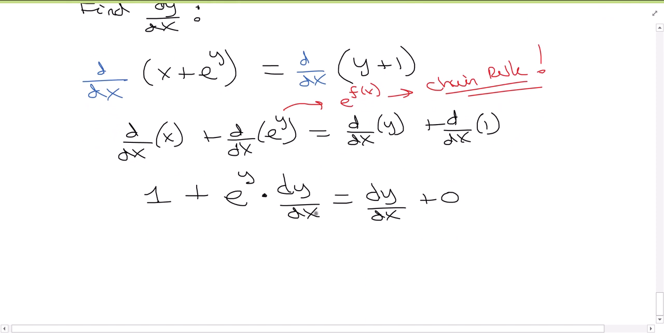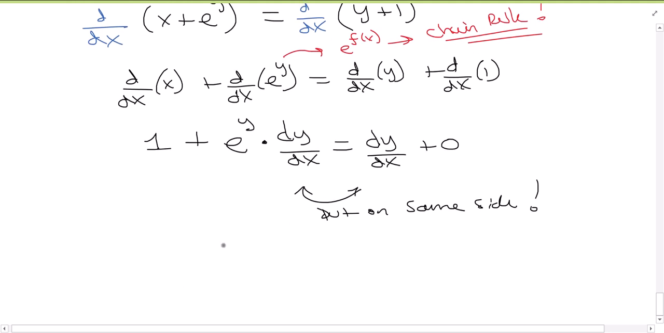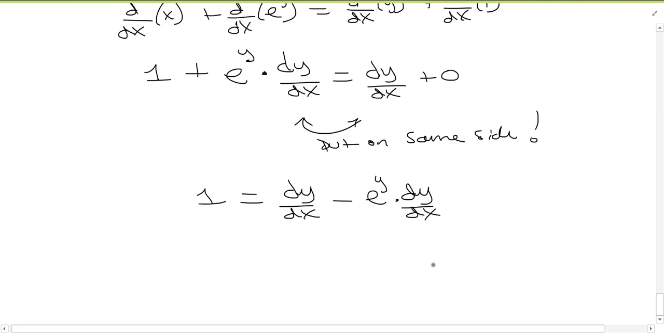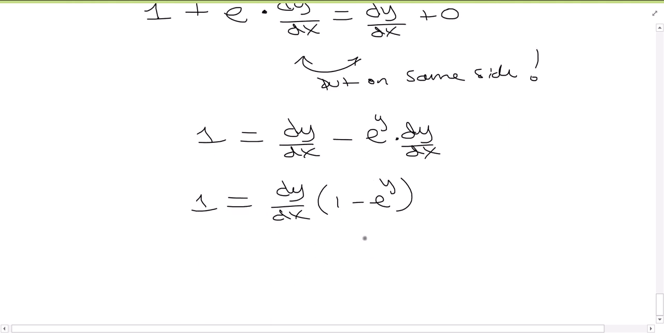And now notice that here, to solve for dy dx, I need them on the same side. So I'm going to subtract the e to the y dy dx. So I'm going to have 1 equals dy dx, the original dy dx on the right, minus e to the y times dy dx. And now you can factor out the dy dx. Right, factoring, I have two terms. When I factor out a common factor, being the dy dx here, I should still have two terms inside. And now divide by 1 minus e to the y.